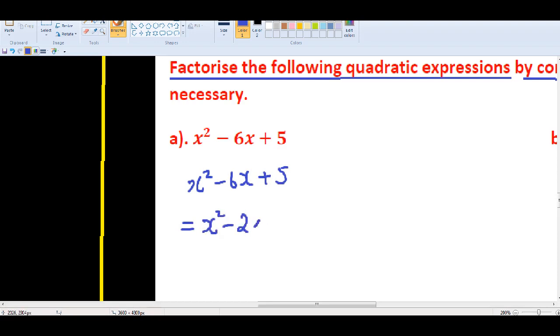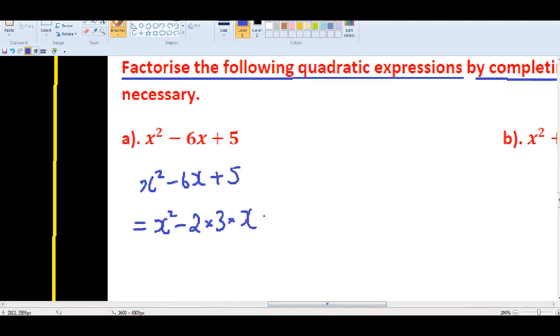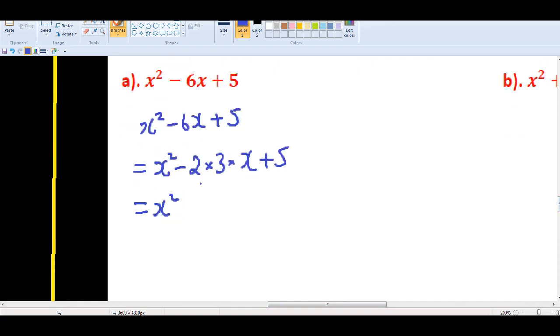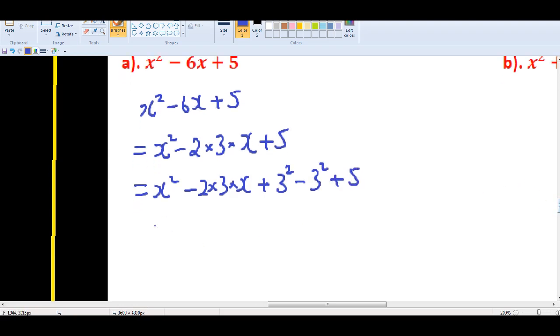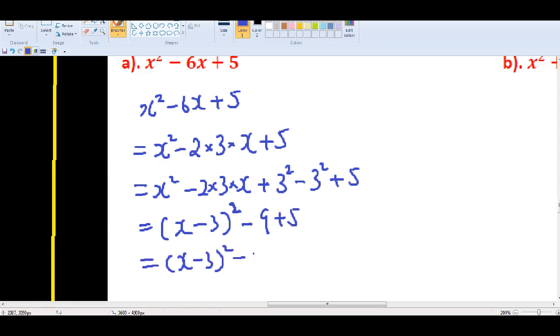To complete the square, you need to rewrite the middle term as 2 times 3 times x. And our next step would be, what's the key number here? The key number should be 3, right? So you plus 3 squared, and you take it away immediately to make sure the equality still holds. So the first 3 terms, you got this one. The last 3 terms, you got minus 9 plus 5, right? So it will give you (x minus 3) squared minus 4.